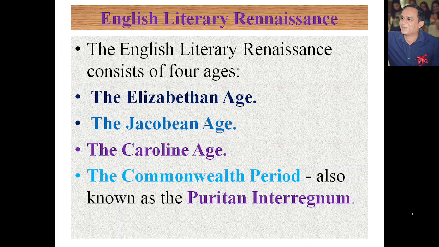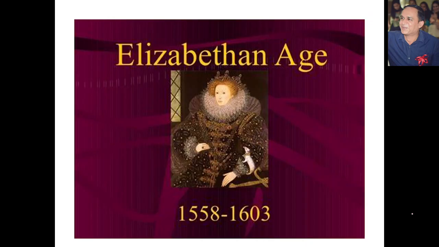Renaissance. Renaissance means rebirth, revival, or reawakening, right? As I told you in the previous video also, this English literary renaissance consists of 4 ages: the Elizabethan age, the Jacobean age, the Caroline age, and the Commonwealth period, which is also known as the Puritan age. Okay, so the first is the Elizabethan age.